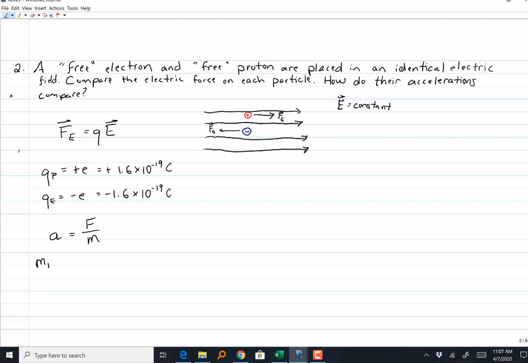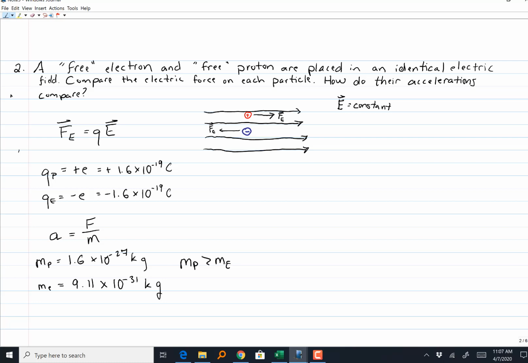So the mass of a proton is going to be 1.6 times 10 to the negative 27th kilograms, and the mass of the electron is going to be 9.11 times 10 to the negative 31st kilograms. And so more broadly, what we can say is that the mass of the proton is going to be greater than the mass of the electron.